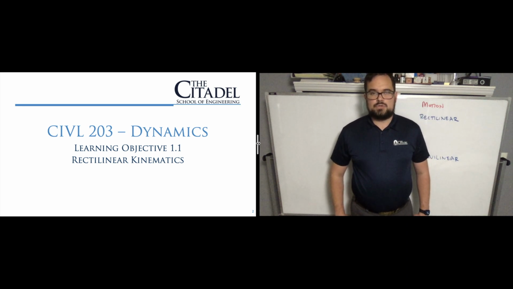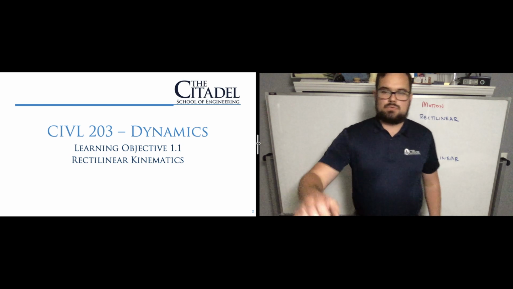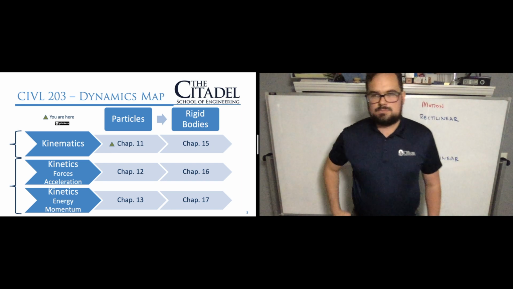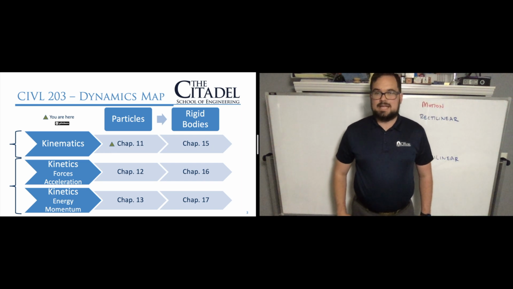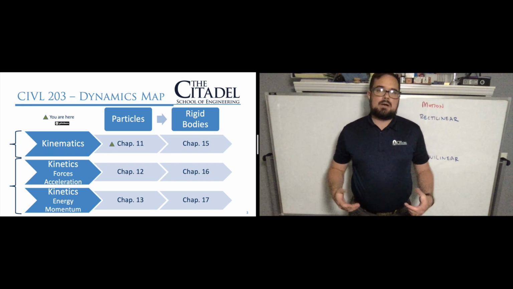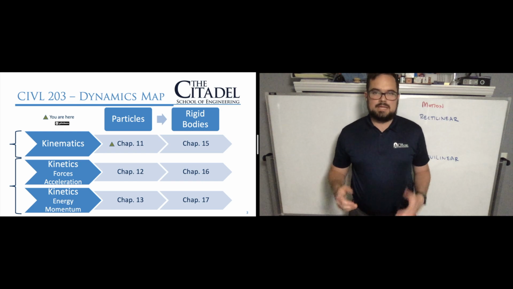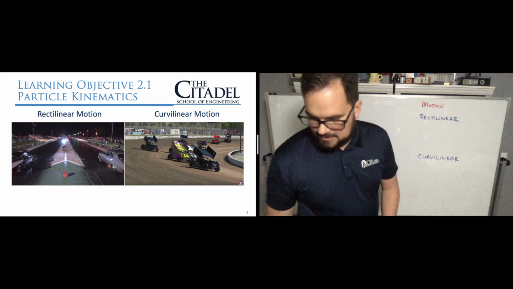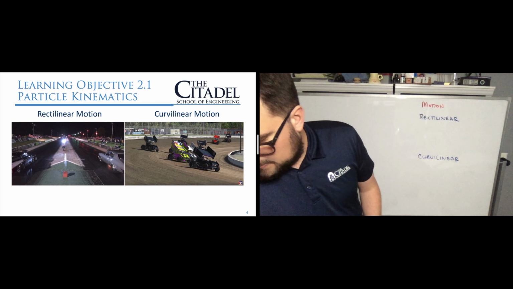This is CIVL203 Dynamics. In this lecture, we're going to talk about Learning Objective 1.1, Rectilinear Kinematics. Just as a reminder, this is Chapter 11 of our Beer and Johnson textbook, focusing on particle kinematics. And when we talk about particle kinematics, it's really broken into two subcategories. That would be rectilinear motion versus curvilinear motion.